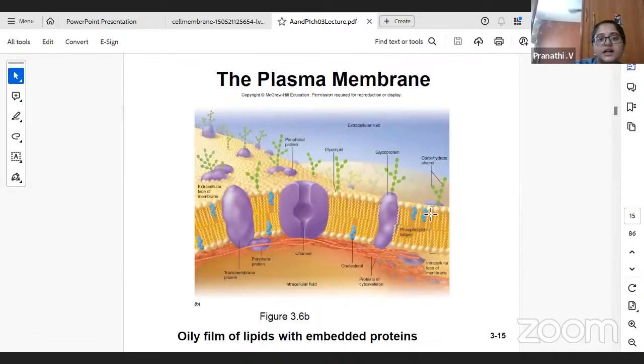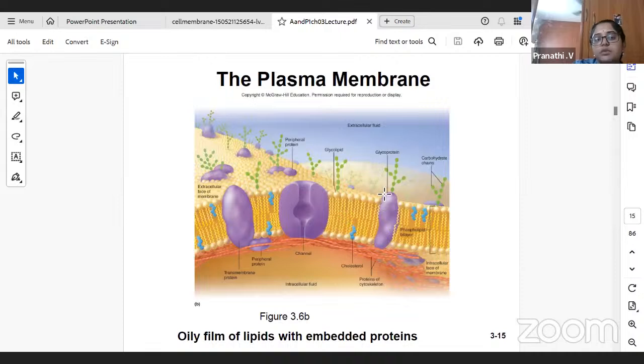So you can see it is a lipoprotein layer. In this you have proteins embedded in a phospholipid bilayer. And the plasma membrane is not rigid, it is flexible. You can see these are the peripheral proteins. This is the extracellular fluid. You can see the glycoproteins. So what is glycoprotein? Just split the word. If you're not able to understand, always split the word into two, and you're going to get the answer.